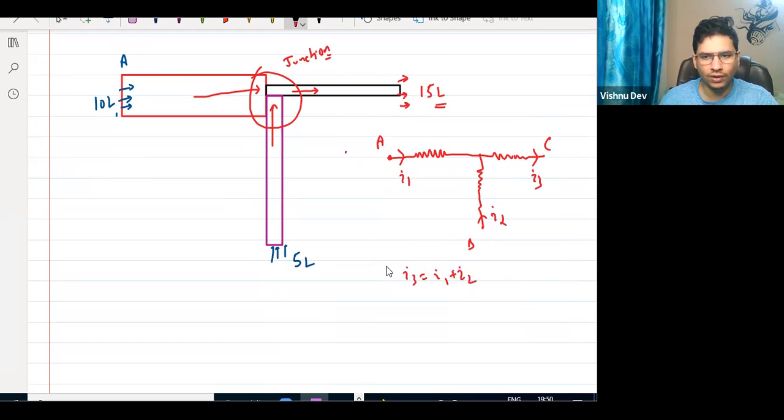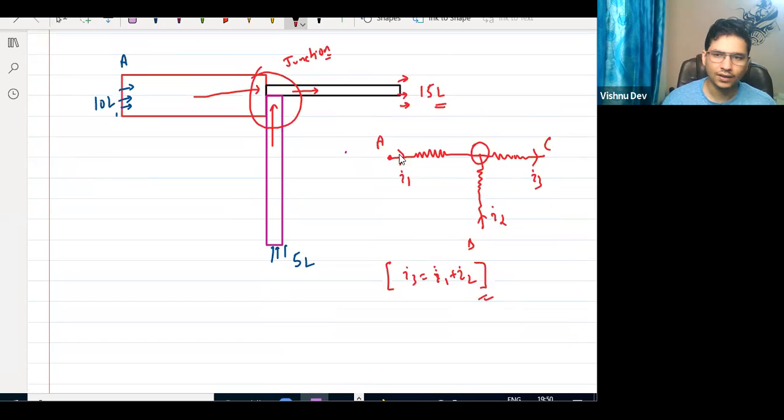Yes or no? Common sense, right? Suppose current I1 is entering this junction from A. This is a junction, right? This is called a junction.